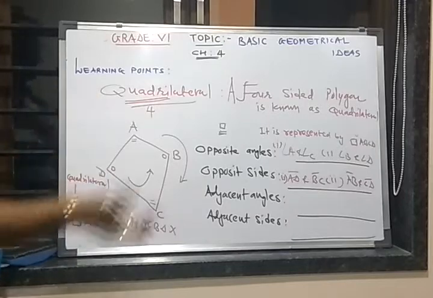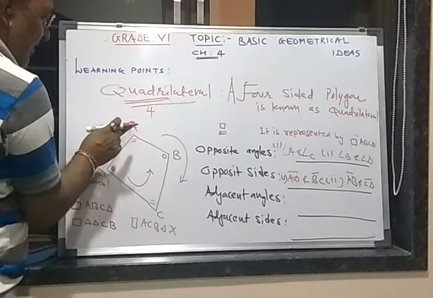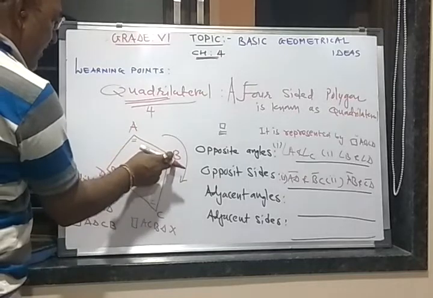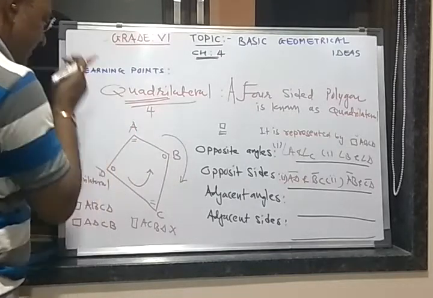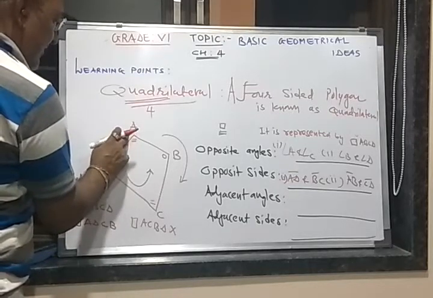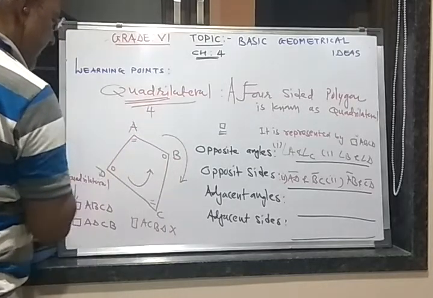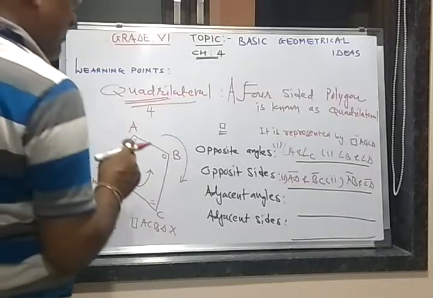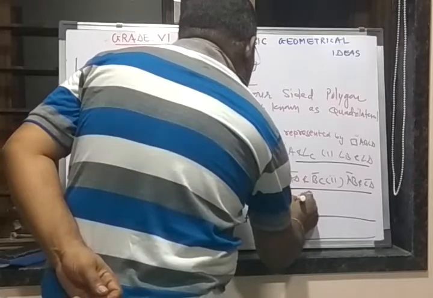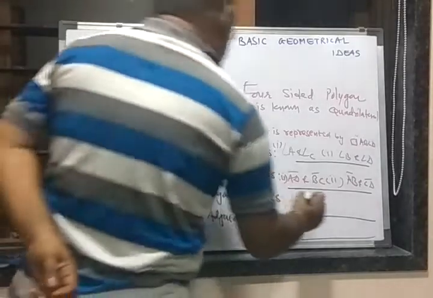Now adjacent angles. Adjacent means beside. What is the adjacent angle of A? Either angle B or angle D. They are an adjacent pair, adjacent angles. Angle A's adjacent angle is angle B or angle D. Adjacent angles, angle A and angle B.